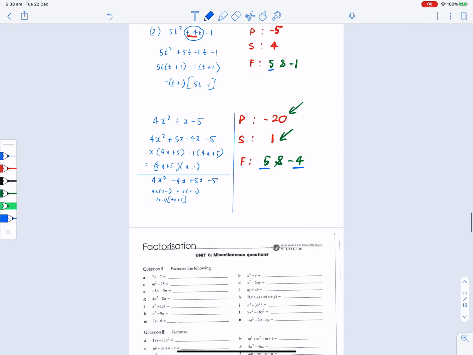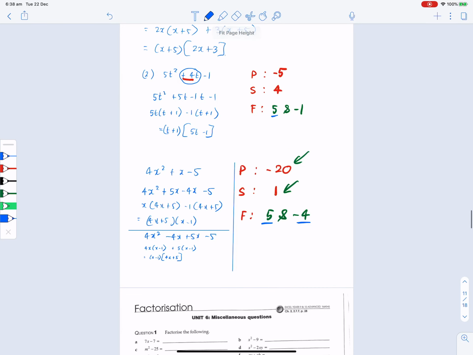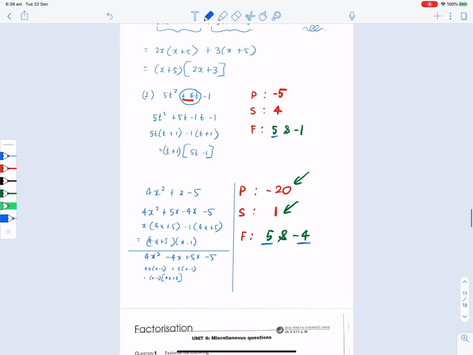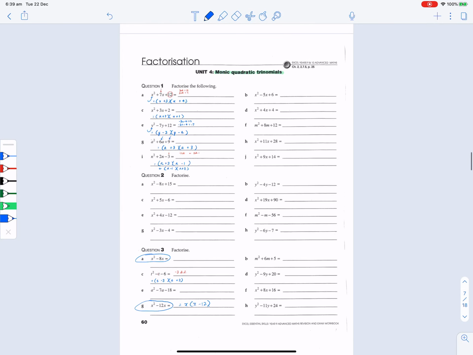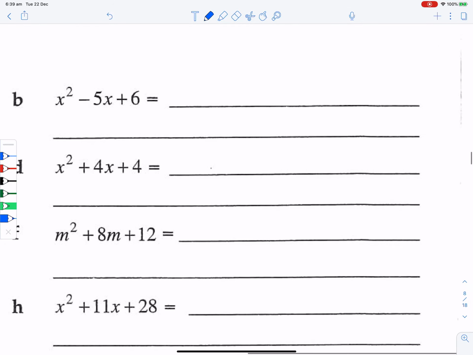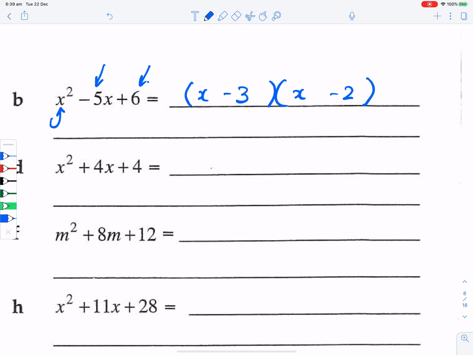Okay, so that's how you do non-monic quadratic trinomials. Now, what I have found in all of my years of experience is that when students do the monic quadratic, remember what I said to you over here, for example, with this one. All you simply do is open up two sets of brackets. You put an x here and an x here because it's x squared. And you ask yourself, what numbers multiply to give 6 and add to give minus 5? And those numbers are minus 3, minus 2, and we're done. There's nothing else to do there.